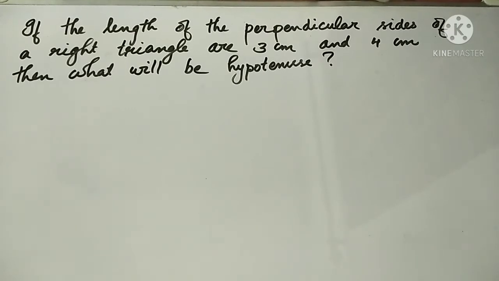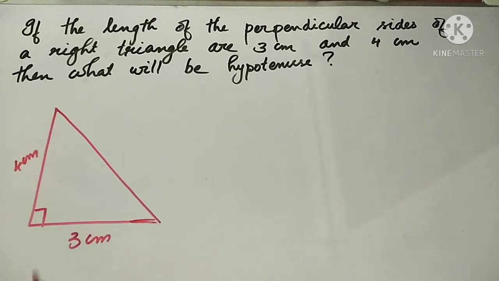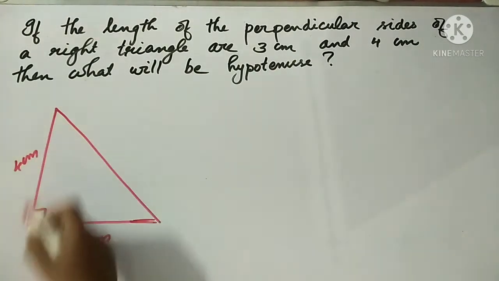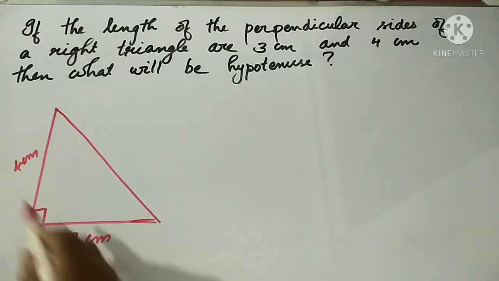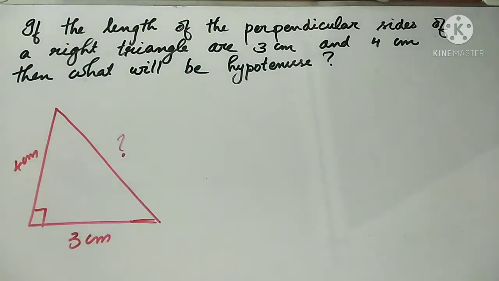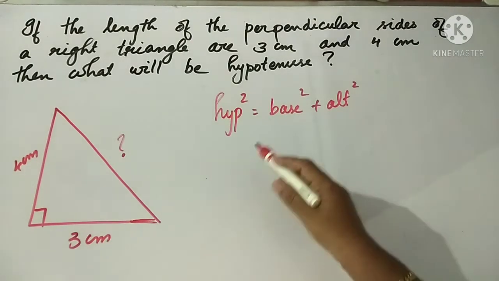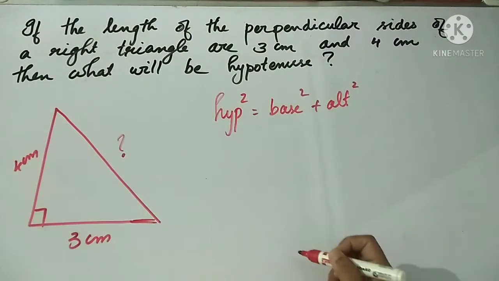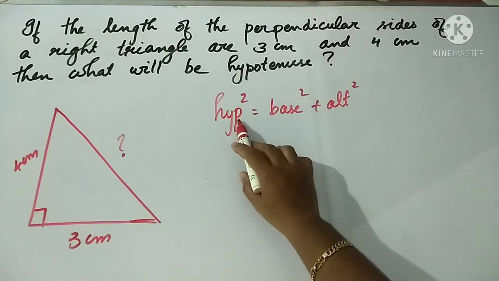Question: if the length of the perpendicular sides of a right triangle are 3 cm and 4 cm, then what will be the hypotenuse? In the question, it is said that for a right triangle, if the perpendicular sides are 3 cm and 4 cm, what will be hypotenuse? We can find the hypotenuse using Pythagoras theorem. We know hypotenuse square is equal to base square plus altitude square. Hypotenuse is what we have to find.